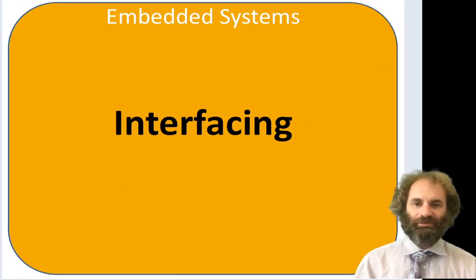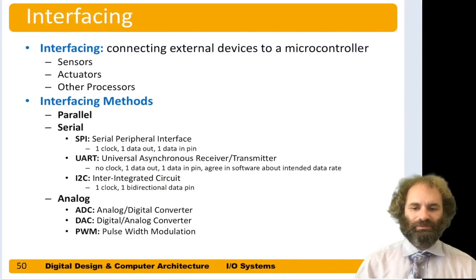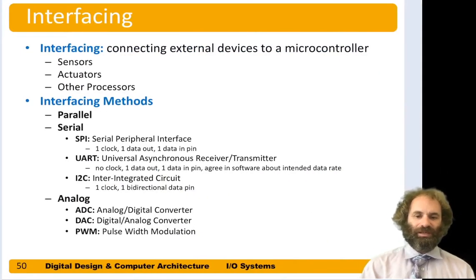Hello! In this video we'll talk about interfacing, how to connect different components together in a digital system. So let's say we had our microcontroller, and as we want to control the real world, we may need to connect to sensors to monitor what's going on, to actuators to cause things to happen, or to other processors.